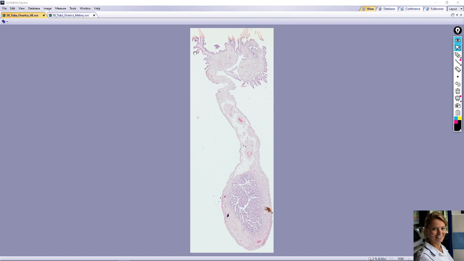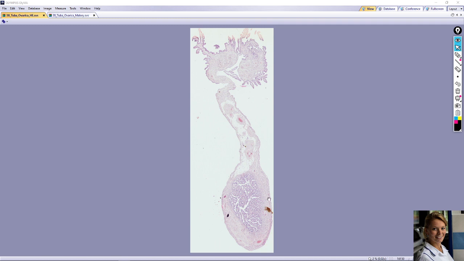And here are the fimbriae, finger-like projections of the fallopian tube. The muscular uterine tubes extend from the ovaries to the uterus. On one end, the infundibulum opens into the peritoneal cavity adjacent to the ovary. The other end penetrates the uterine wall and opens into the uterus. The uterine tubes conduct the ovulated oocytes toward the uterus.